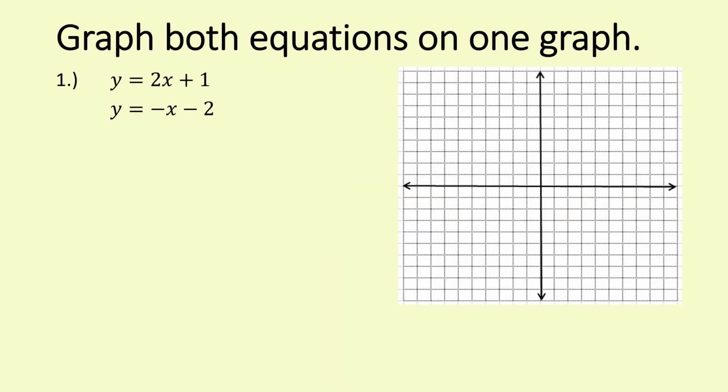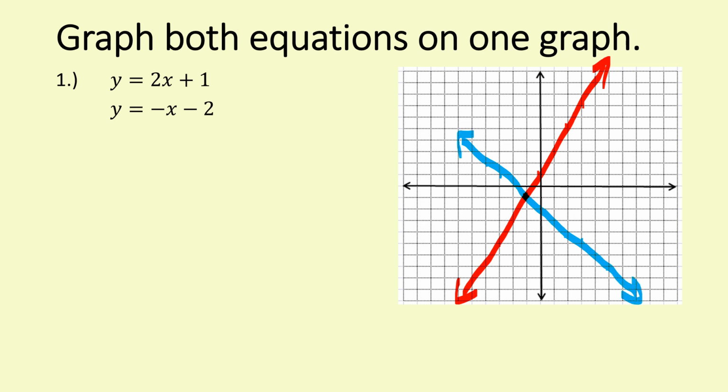To start off, let's say we have these two equations. They're both in slope-intercept form, and we want to graph them both on a single graph. So for our first equation, we have a y-intercept of 1 and a slope of 2. All right, so it looks like this, at least roughly speaking. And the second one, we have a y-intercept of -2, and then a slope of -1, so going down 1 over 1. All right, looks like this.